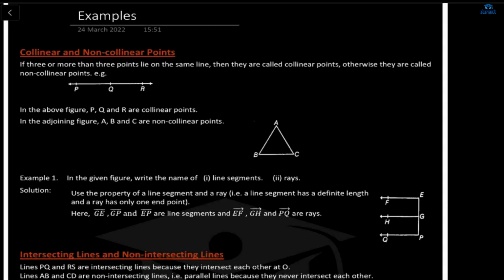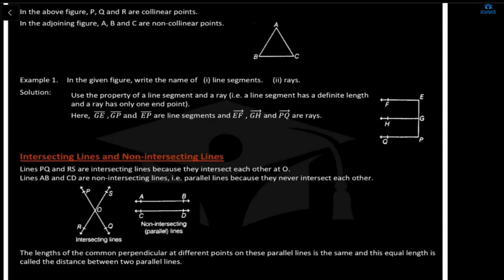And if any of the points is out of the straight line, then it is non-collinear, like you can see in a triangle. Yes, I can repeat. Ma'am, you said that collinear points are out of something, right? No. If any of the points is out of the line, then they are non-collinear points. Collinear points, all the points will lie on the same line.